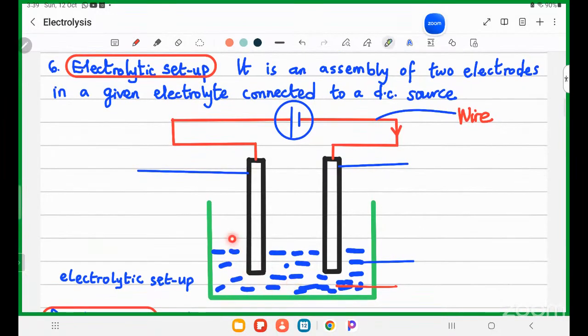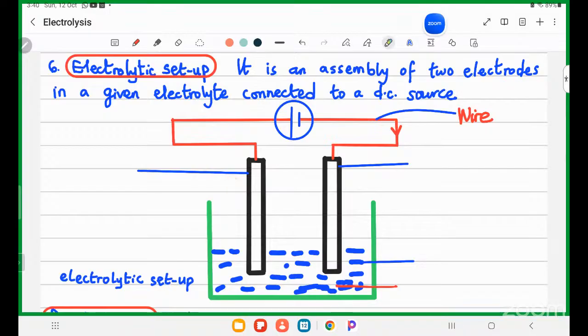This is the electrolyte. The electrodes are inside the electrolyte, connected to the DC source. This is the DC source, through the wires. The red lines there are the wires, connected to the electrodes and then to the DC.